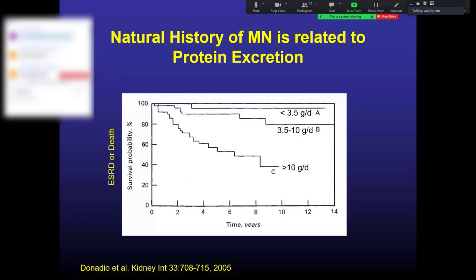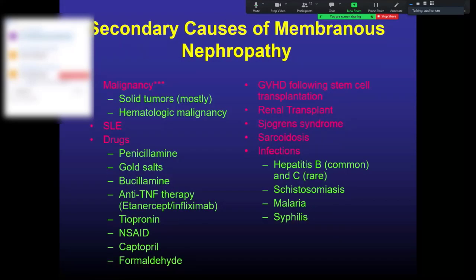Really good question. In all of these diseases, the worse the proteinuria is, the less kidney survival. Some patients with membranous do present with subnephrotic proteinuria, although most commonly they present with nephrotic range.